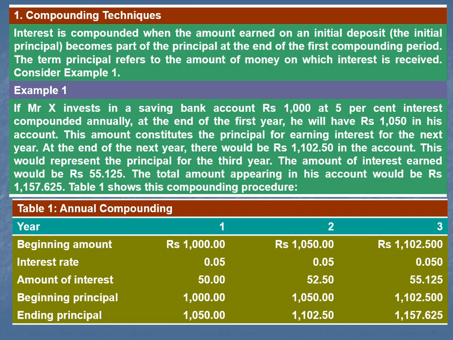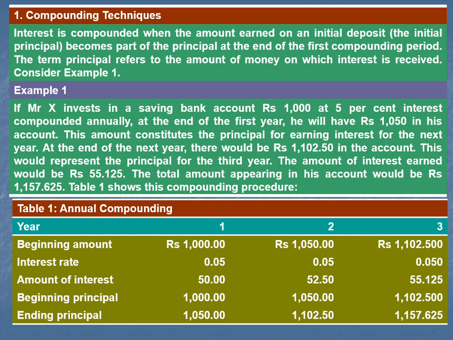In the compounding technique, interest is compounded when the amount earned on an initial deposit, the initial principal, becomes a part of the principal at the end of the first compounding period. The term principal refers to the amount of money on which interest is received.